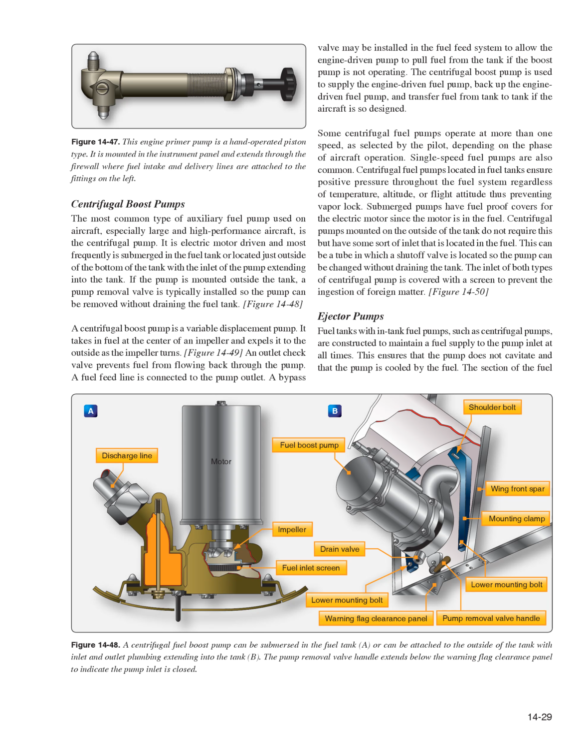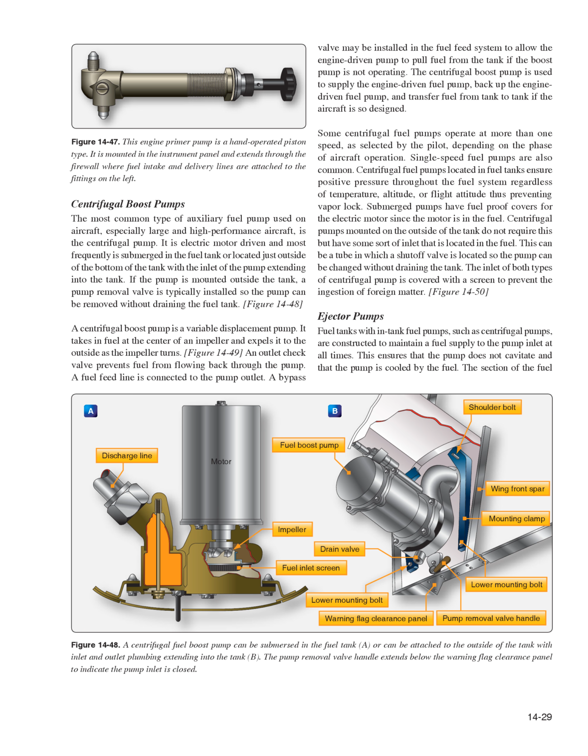Centrifugal boost pumps. The most common type of auxiliary fuel pump used on aircraft, especially large and high-performance aircraft, is the centrifugal pump. It is electric motor driven and most frequently is submerged in the fuel tank or located just outside of the bottom of the tank with the inlet of the pump extending into the tank. If the pump is mounted outside the tank, a pump removal valve is typically installed so the pump can be removed without draining the fuel tank.